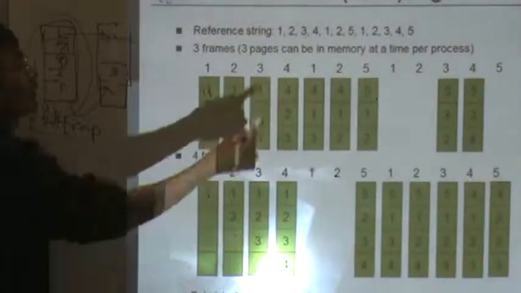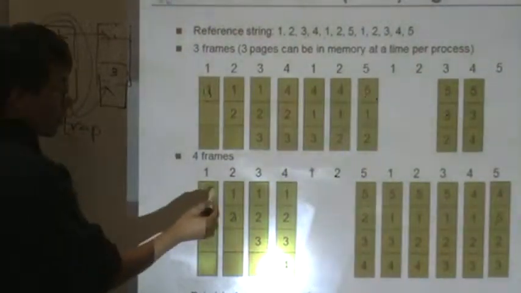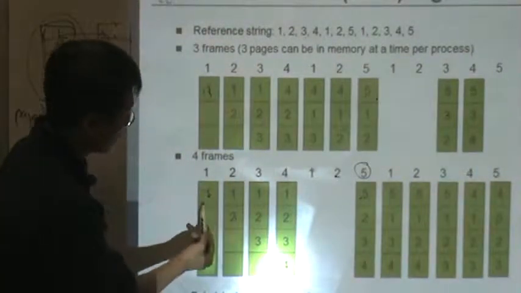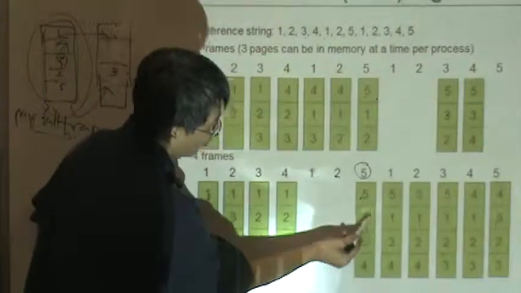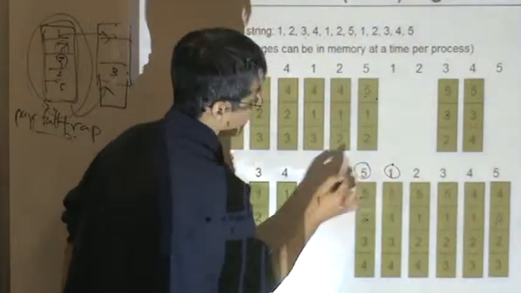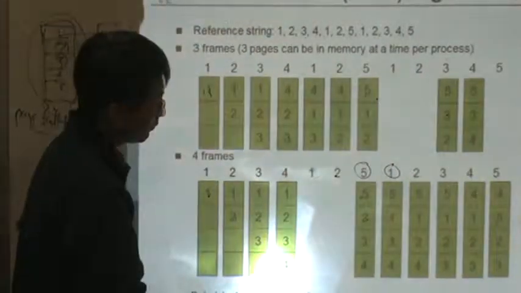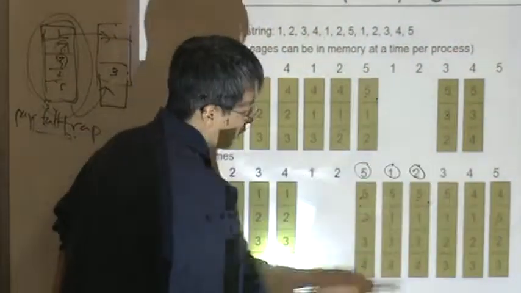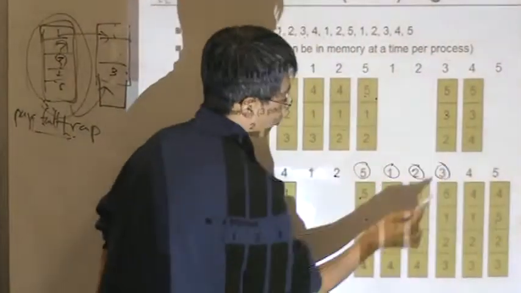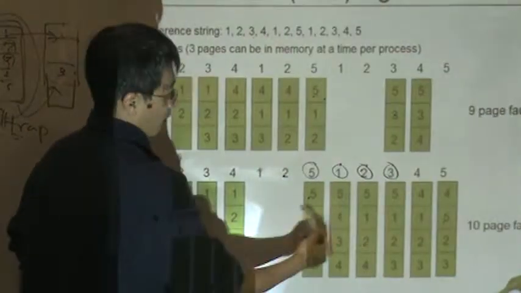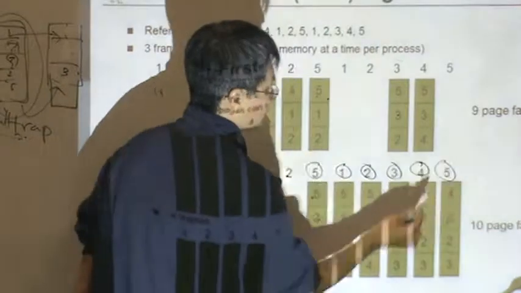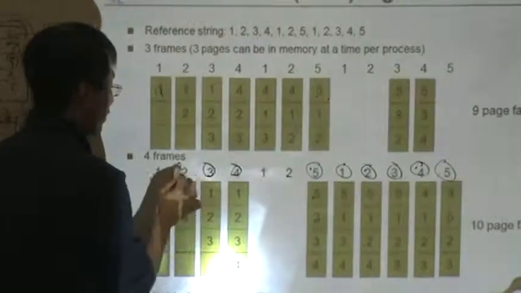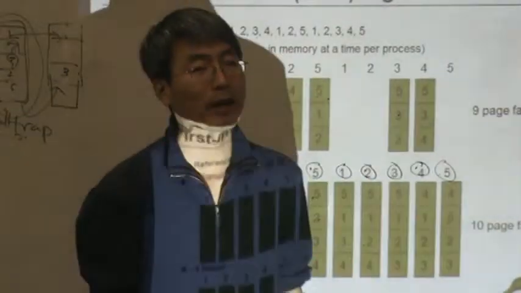Which one will be the victim? In first in, first out? First in. So this will be replaced. Page fault. And 1, do we have 1? We do not. So we need to find the victim, that is 2. So this 2. There's no 2. So we need to find the victim. This is a victim. 3? No. So this will be the victim. 4? No. 5? No. How many page faults? 1, 2, 3, 4, 5, 6, 7, 8, 9, 10. 10 page faults.